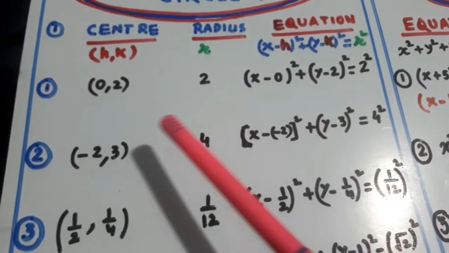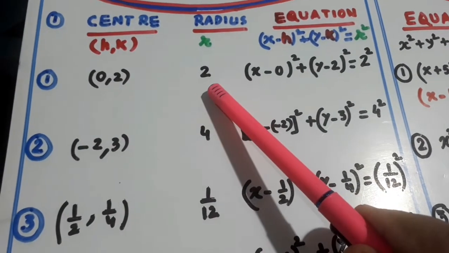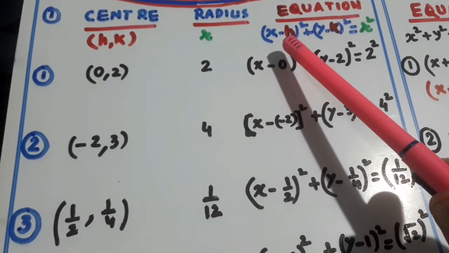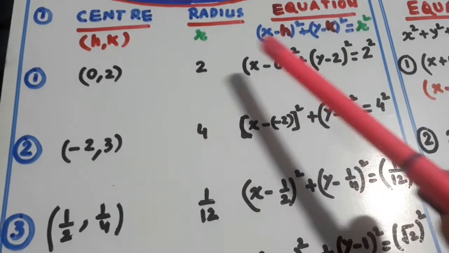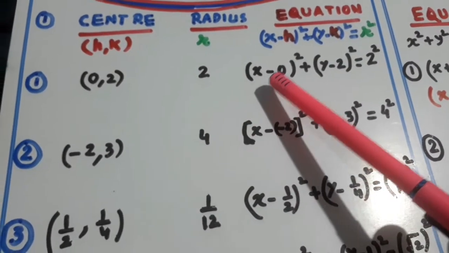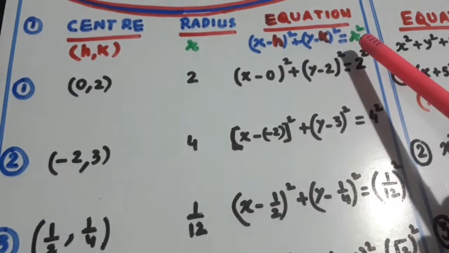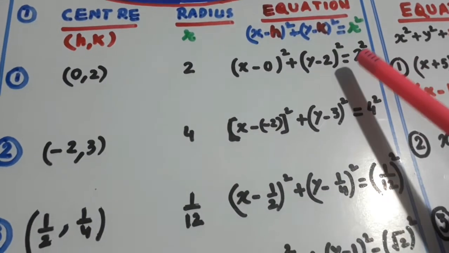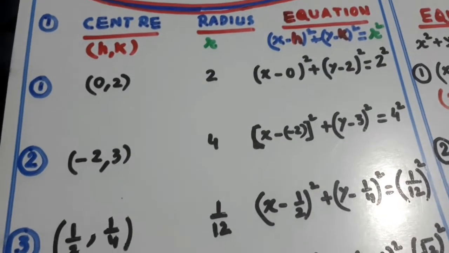Now center is given to you (0, 2), radius is 2. Simply put 0 in place of h, and put 2 in place of k. So it becomes (x minus 0) square plus (y minus 2) square, and radius is 2, so this is r square, 2 square. Question is done. Very simple.